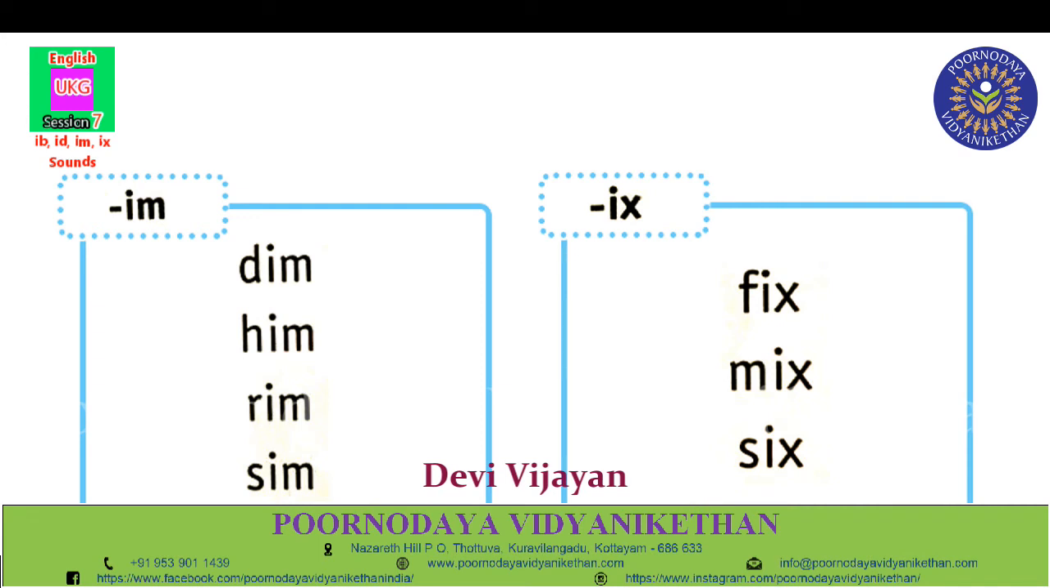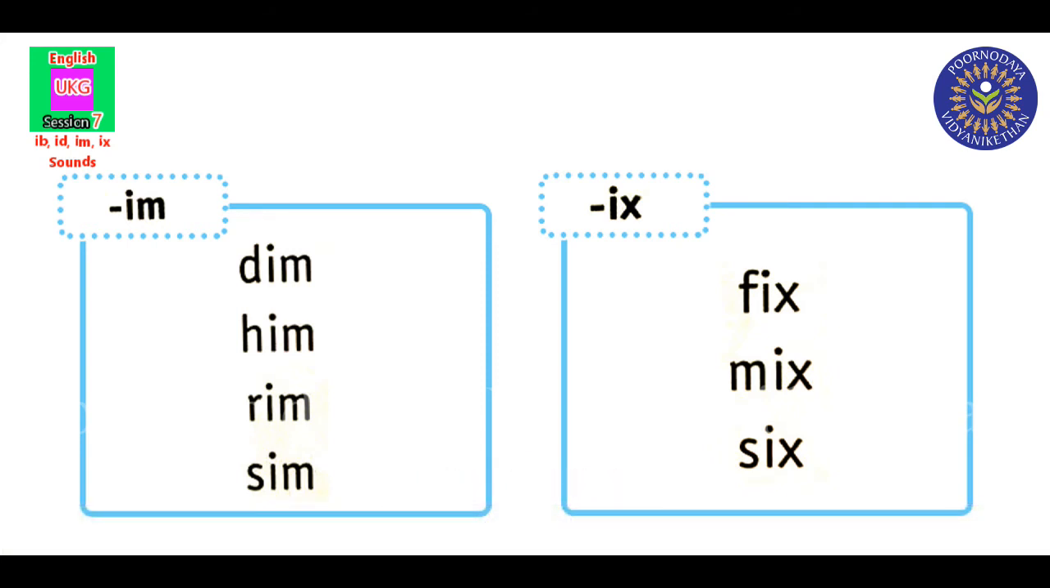We have X sounds. F I X. Fix. X sound. Now the next one is mix. M I X. Mix. Now, what is the sound here? X sound. Now, the next one is six. S I X. Six. What is the sound here? X sound. Here, the sound is X.